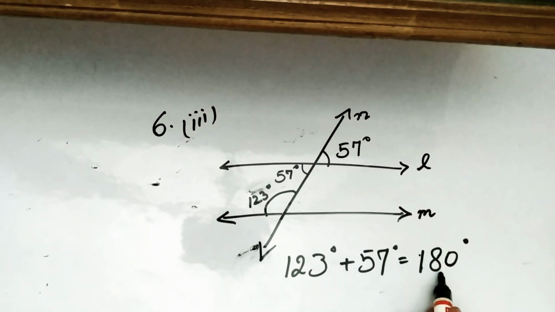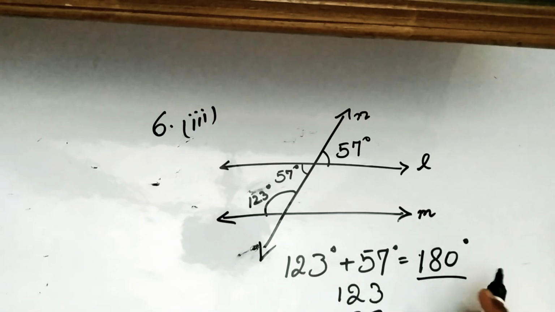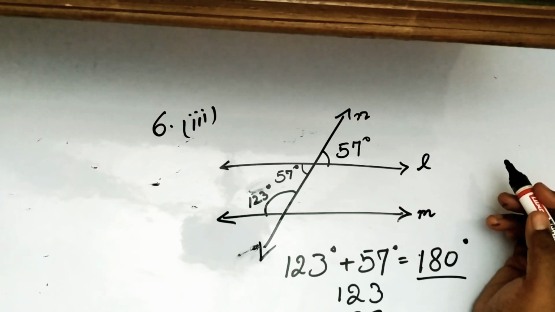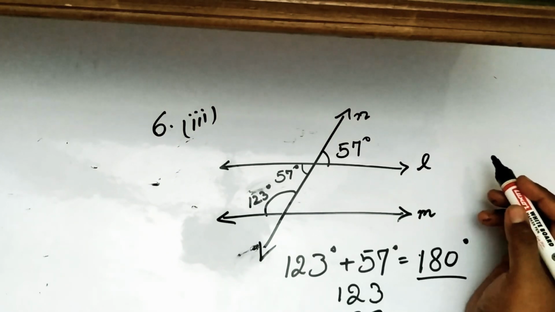So is the sum equal to 180 degrees? Let's find that. When we do the sum of these two, we get 180 degrees. So this is proof that L is parallel to M. You have to state the property and then prove that. Similarly, you can do the second and the fourth part of the sixth question.